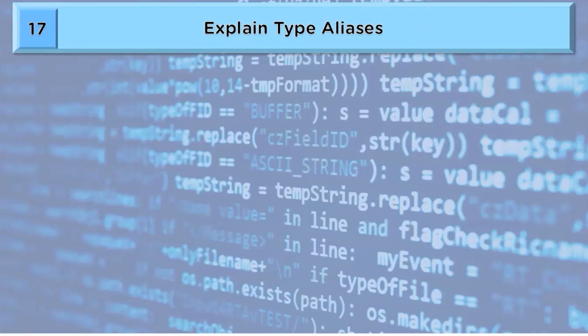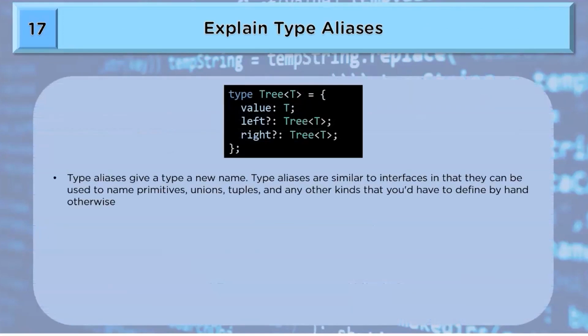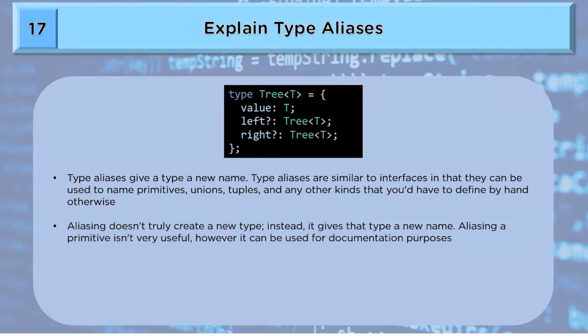Explain type aliases. Type aliases give a type a new name. Type aliases are similar to interfaces in that they can be used to name primitives, unions, tuples, and any other types that you would have to define by hand otherwise. Aliasing doesn't truly create a new type. Instead, it gives that type a new name. Aliasing a primitive isn't very useful. However, it can be used for documentation purposes.